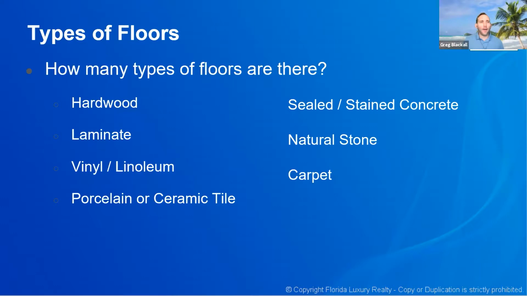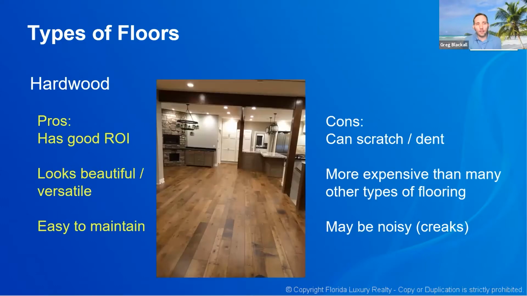Okay. So the first kind of flooring that we talk about is hardwood. Now, true hardwood flooring is different than laminate hardwood flooring, and we're going to talk about the differences in a second. But now we're talking about the real hardwood flooring. So some of the pros: it has a very good ROI. It looks beautiful, it's very versatile, and it's pretty easy to maintain, right?